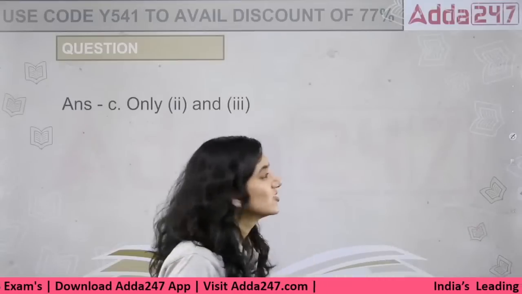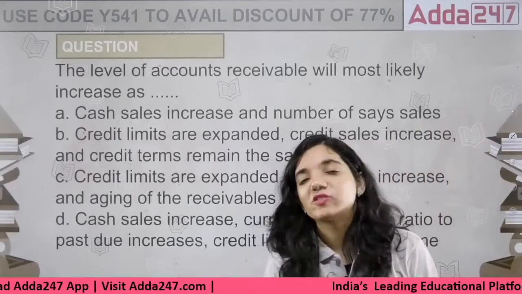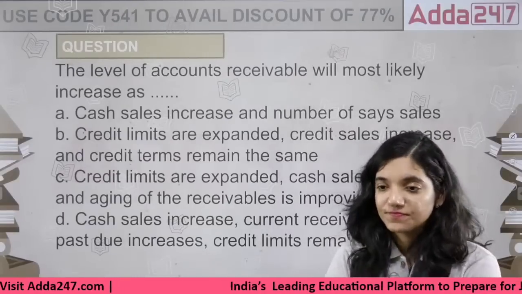So the correct answer is 2 as well as 3. The first one didn't make sense because it was all about spot and forwards. Spot and forwards are not the point in terms of arbitrage.